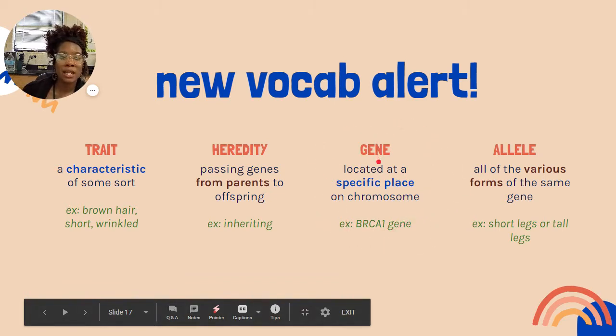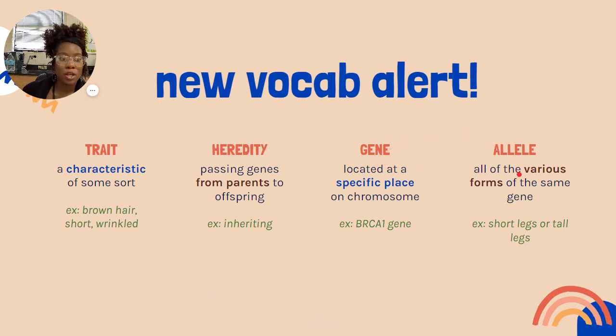Well, that gene is going to have different forms, right? So for example, let's say this part of the chromosome codes for leg length. One allele of that is a short leg, while the other allele of that is a tall leg. And an allele is just a various form of the same gene.